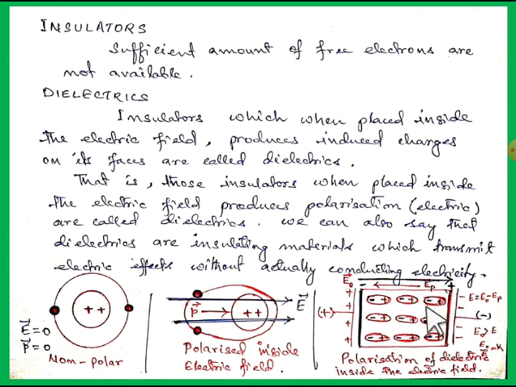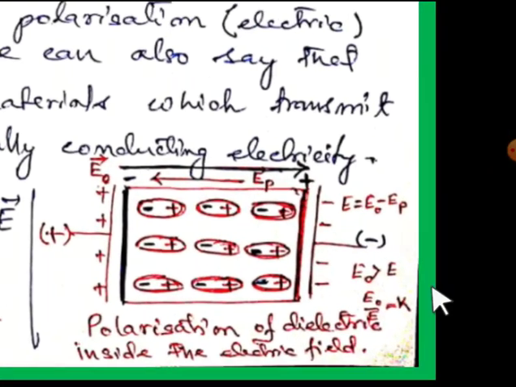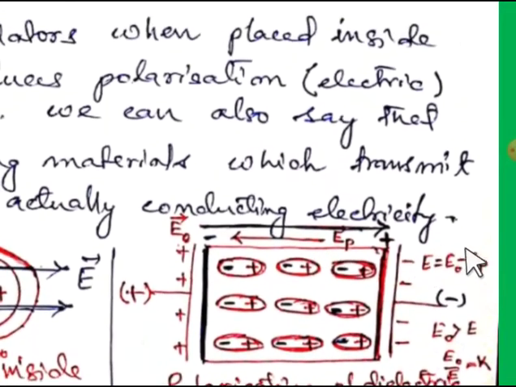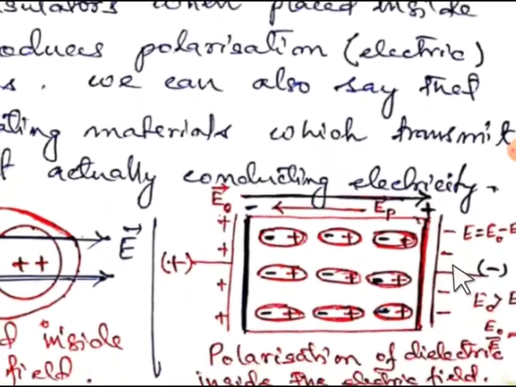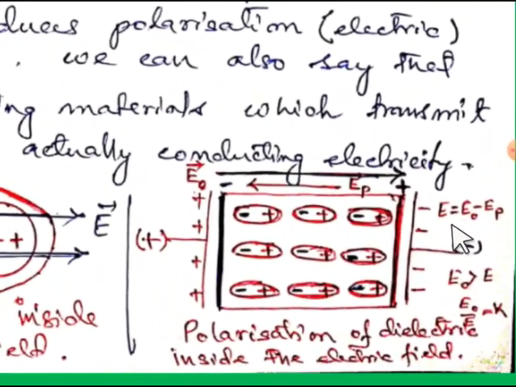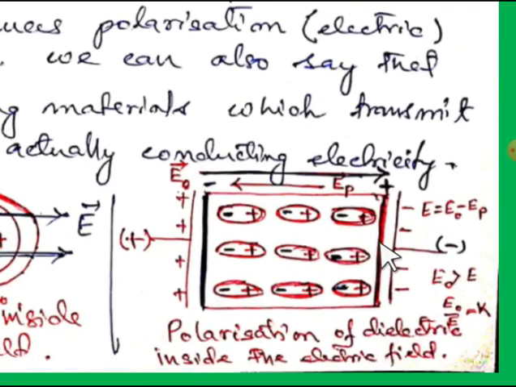So the net electric field inside the dielectric medium will be the difference of these electric fields E naught and EP, E naught being greater in magnitude than EP. So your resultant electric field E will be equal to E naught minus EP. Got it? So what happened? The resultant electric field decreases when this dielectric medium is inserted.